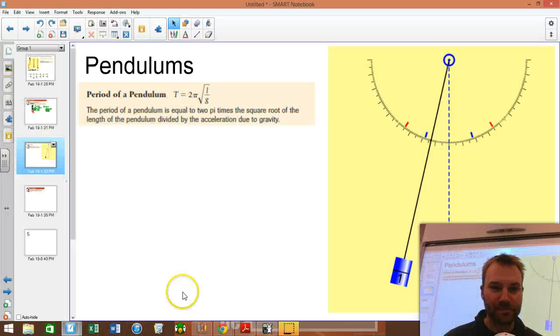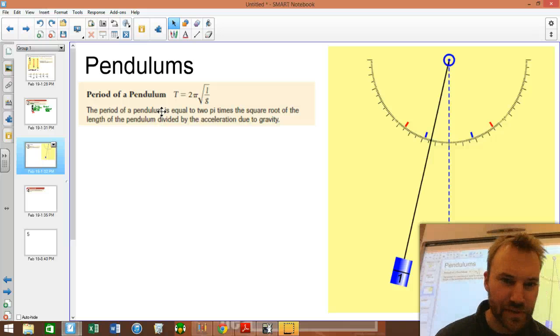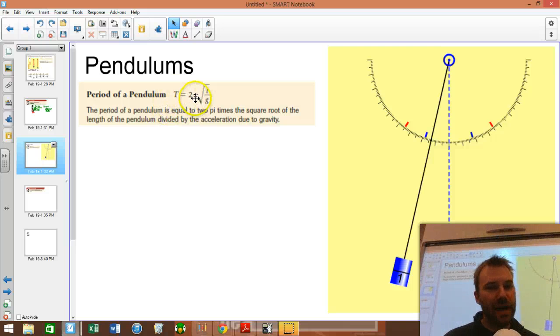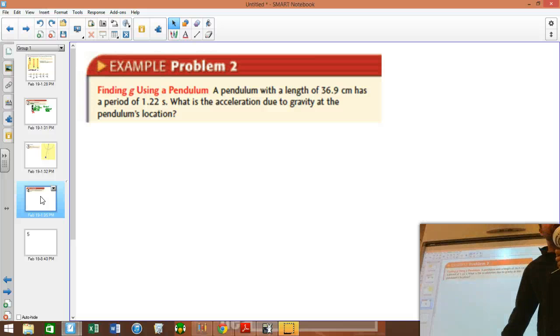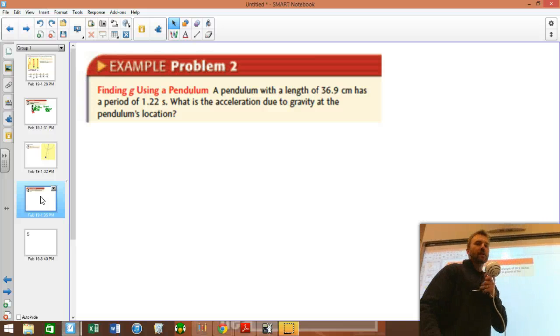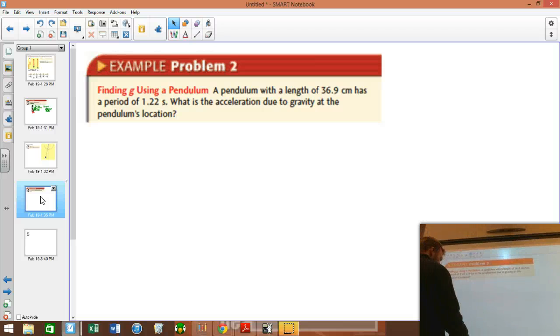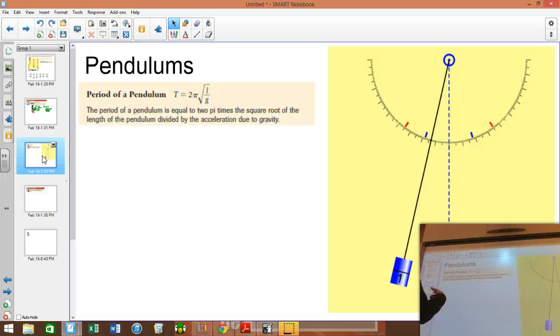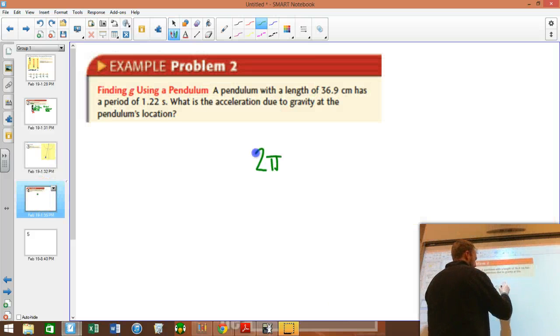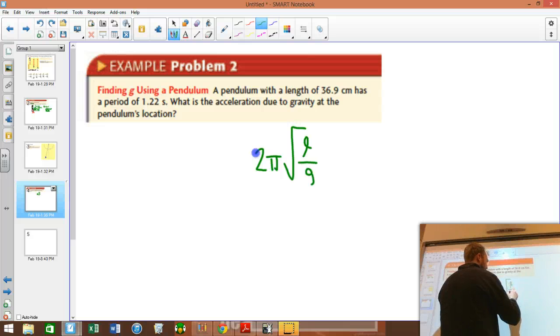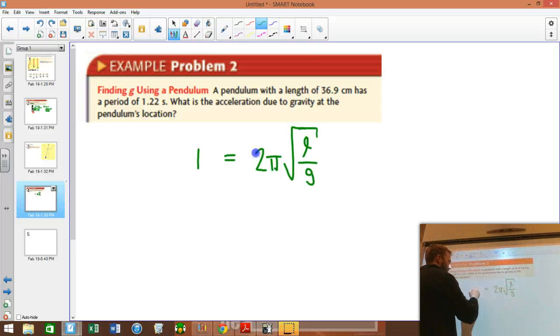Pendulums. Back to them. There's a way to find the period of a pendulum. The T stands for period. T equals 2 pi times the square root of L, which is the length of the pendulum, divided by g, which is how much gravity it's underneath right now. So a pendulum with a length of 36.9 centimeters has a period of 1.22 seconds. What is the acceleration of gravity at that pendulum's location? So I'm going to grab this equation here, 2 pi square root L over g, and that's going to equal the period of the pendulum.